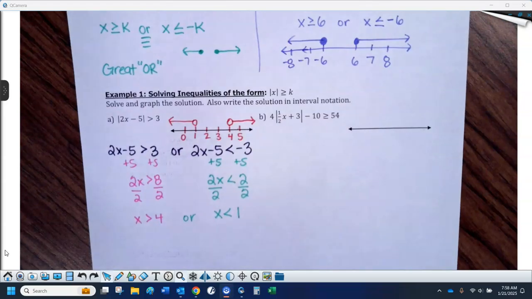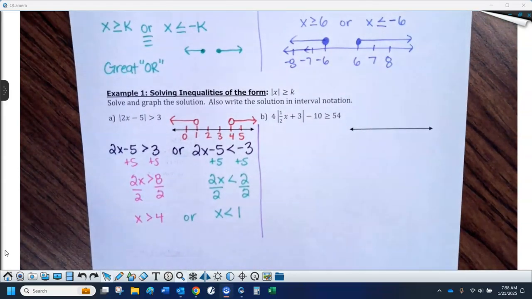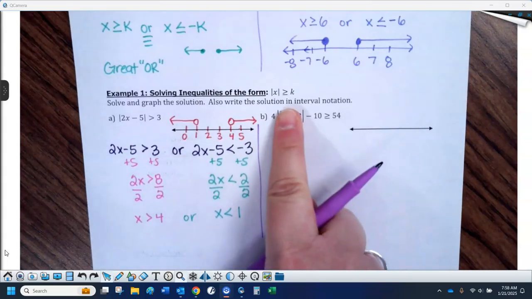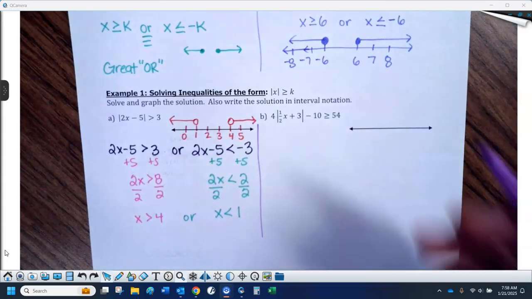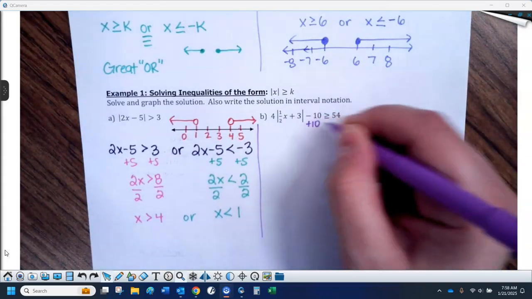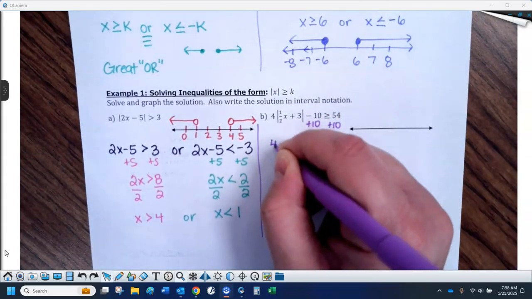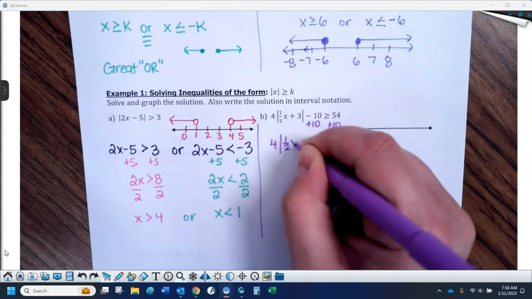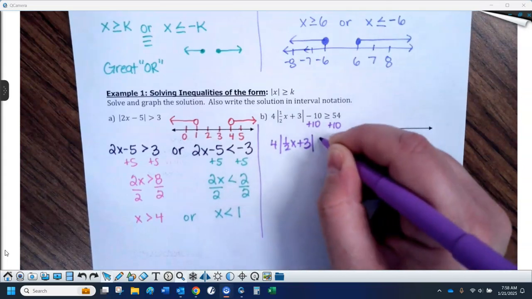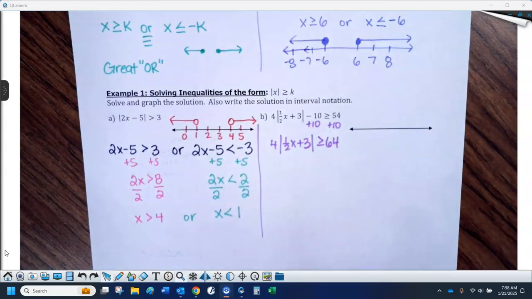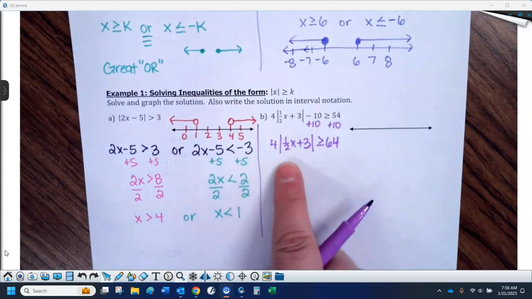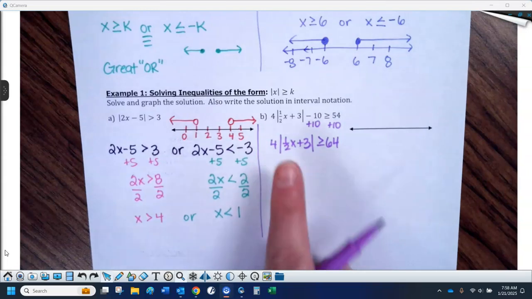Now, the one next to this, we have to do a little bit of work to get the absolute value alone. So the goal is just to get that set with the vertical bars by itself. Undo any addition or subtraction first. So I'm going to move the 10 first. So we'd have 4 times |1/2 x plus 3| greater than or equal to 64. Now remember, do not ever distribute into an absolute value. It's not legal. So don't distribute.